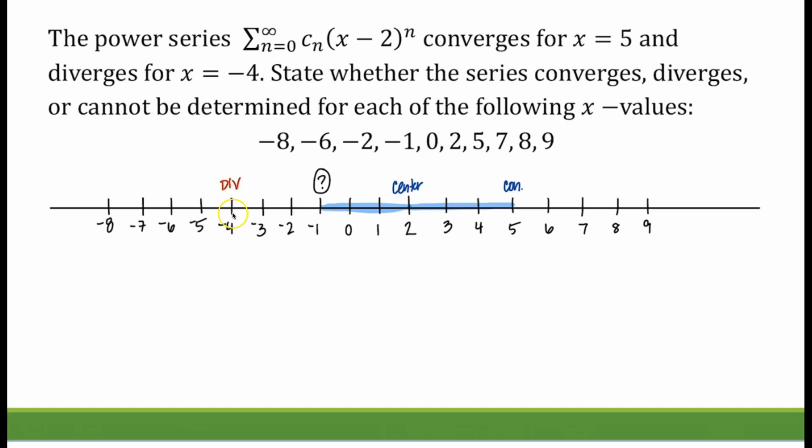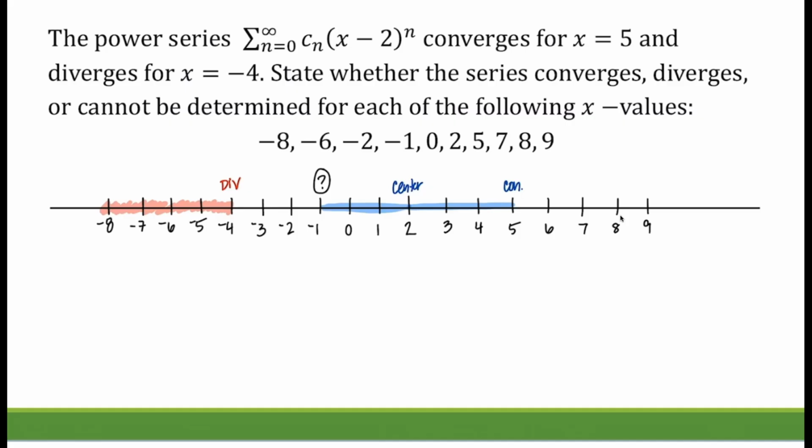If our power series diverges at -4, then it also has to diverge at every value less than -4. All right, so now we know what's happening over here at -4 and to the left of -4, and then let's use some symmetry from the center again. -4 is 6 units away from +2, so let's figure out 6 units away on the other side. That's going to bring us to 8.